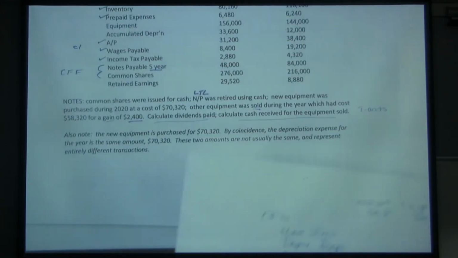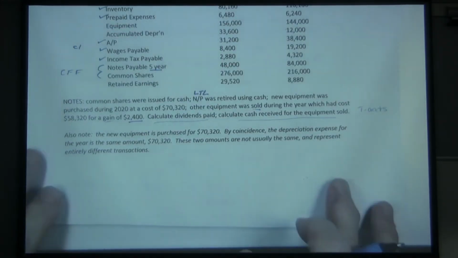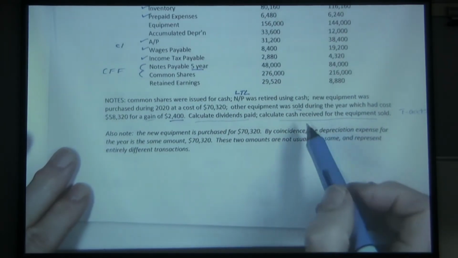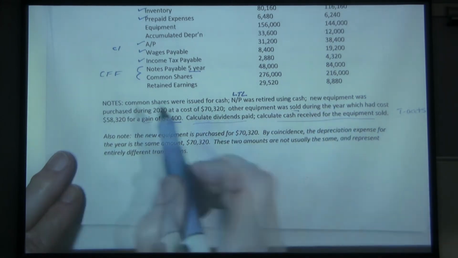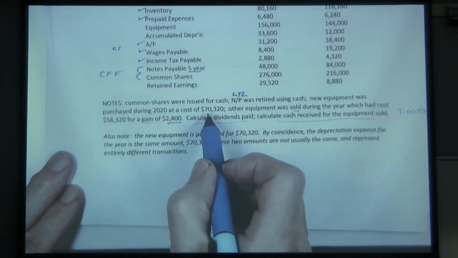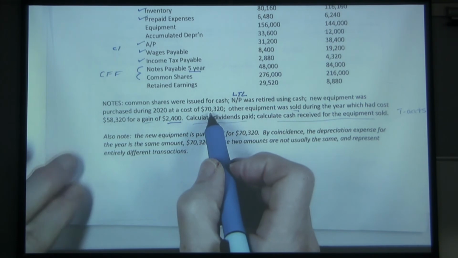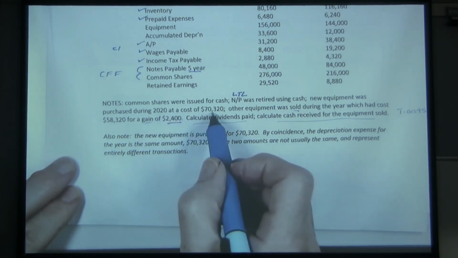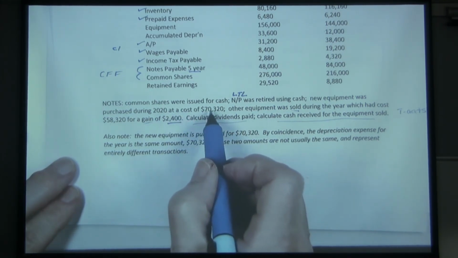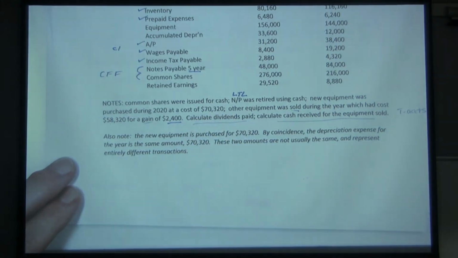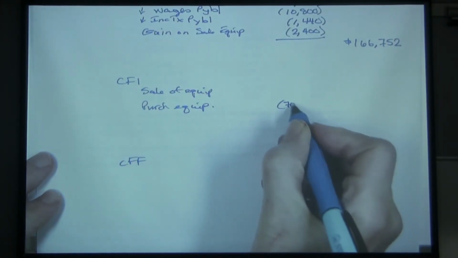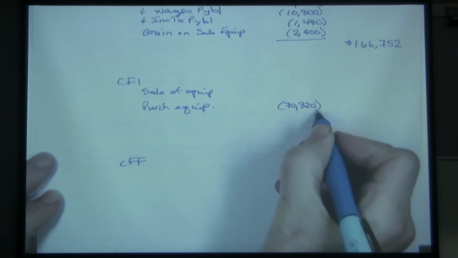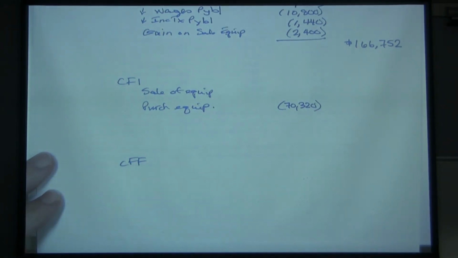Okay, let's go back and see if we have information on either of those items. We need to figure out the cash we got when we sold. But up here it says new equipment was purchased at a cost of $70,320. This should say for cash. That was an omission, but this is actually for cash. So let's make note of that beside purchase equipment: $70,320. Now we need to figure out how much money we got when we sold the equipment.